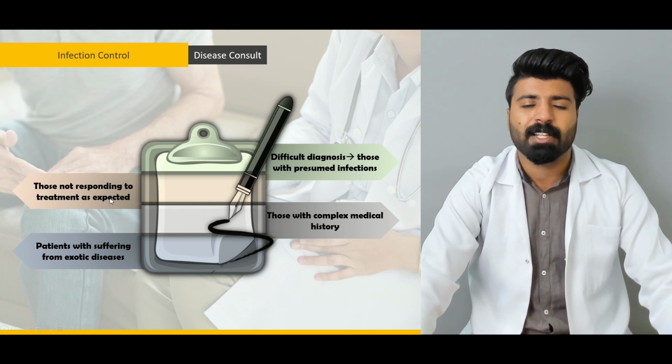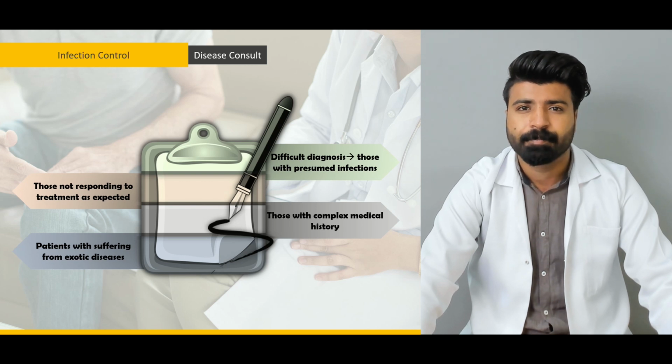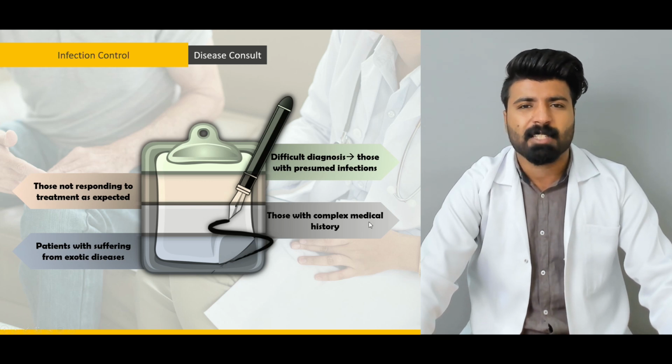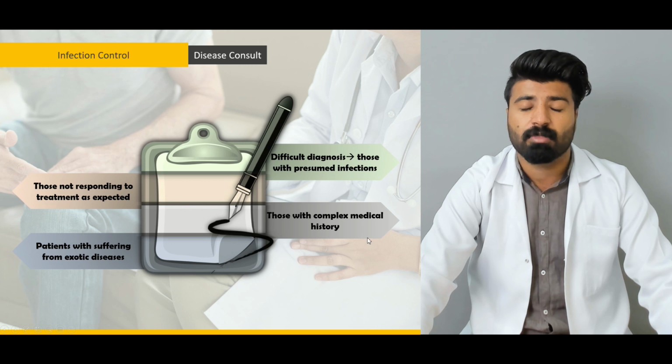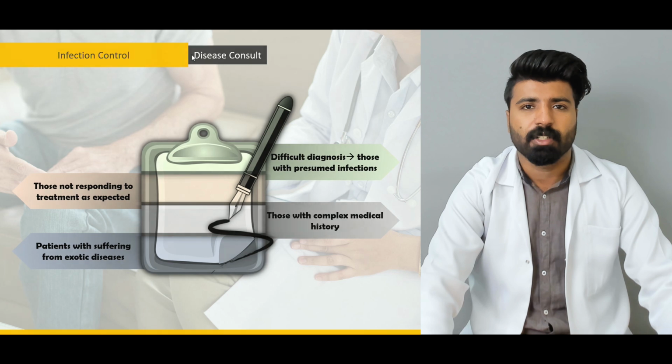Those who are not responding to treatment as expected. For example, we thought that this antibiotic is very much suitable for this microorganism and the patient will be all right, but the patient is not getting all right. Maybe the patient is not sensitive to that. Maybe that organism has developed resistance to that kind of antibiotic. So we go for disease consult. Those with complex medical history. Maybe a patient is suffering from rabies, while also suffering from diabetes and other medical conditions, and it's a very tough, very complex case. You go for the disease consult. And patients who are suffering from exotic diseases also go for the disease consult.